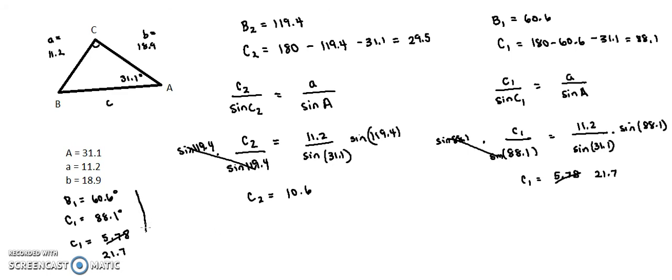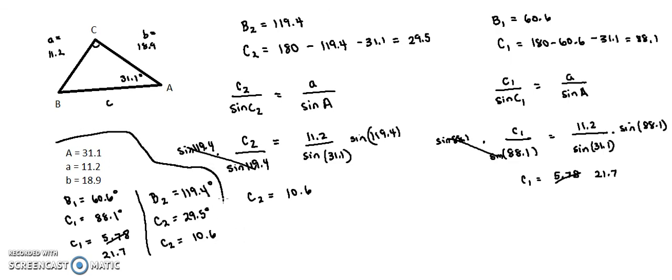So our second scenario is B2 is 119.4, C2 is 29.5 degrees, and little c2 is 10.6. So that's the case where you have two complete triangles. Either one of those sets of information would make a triangle that works.